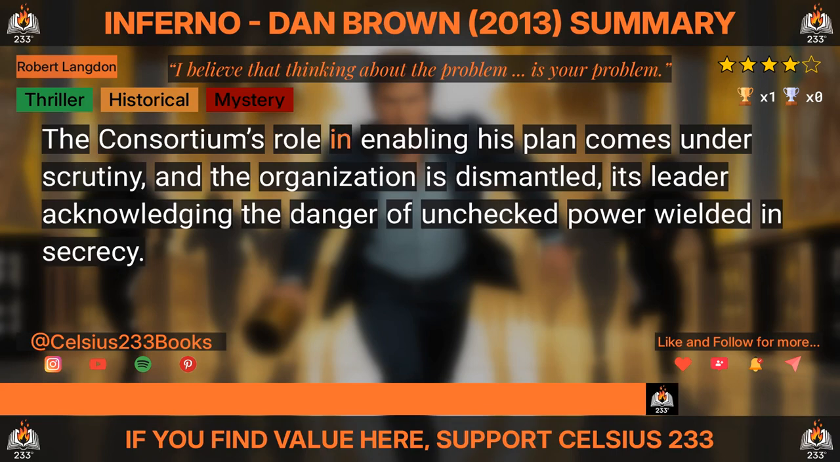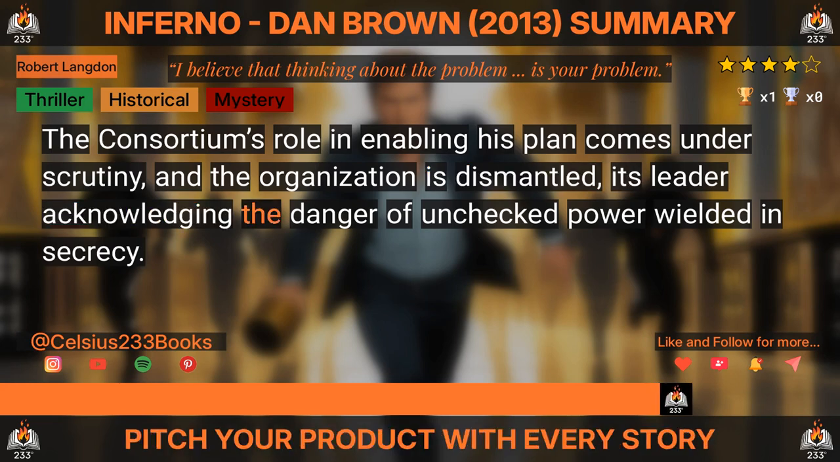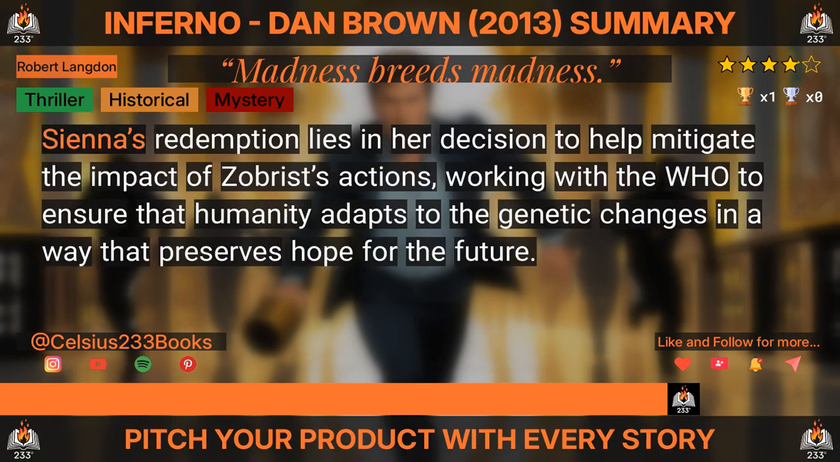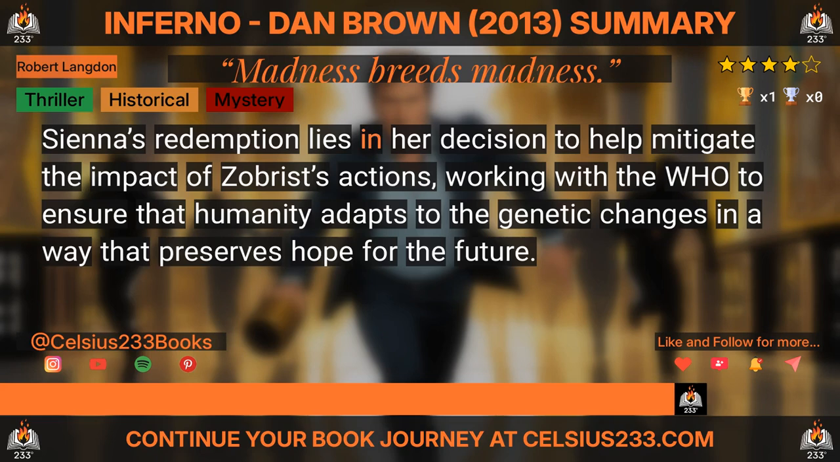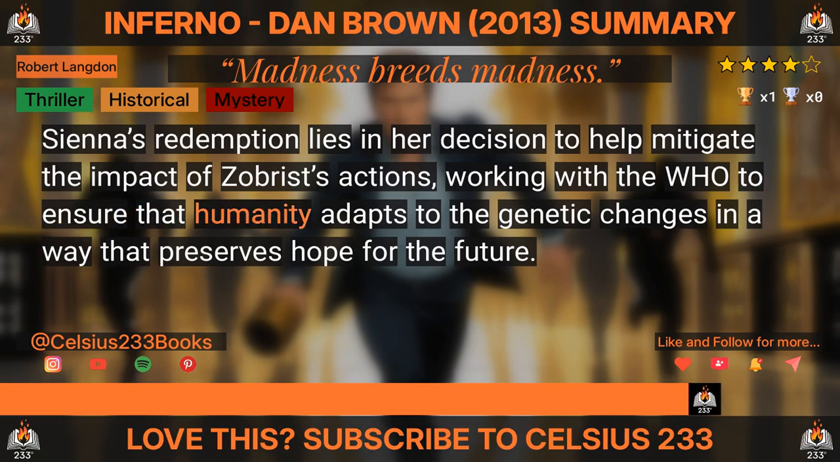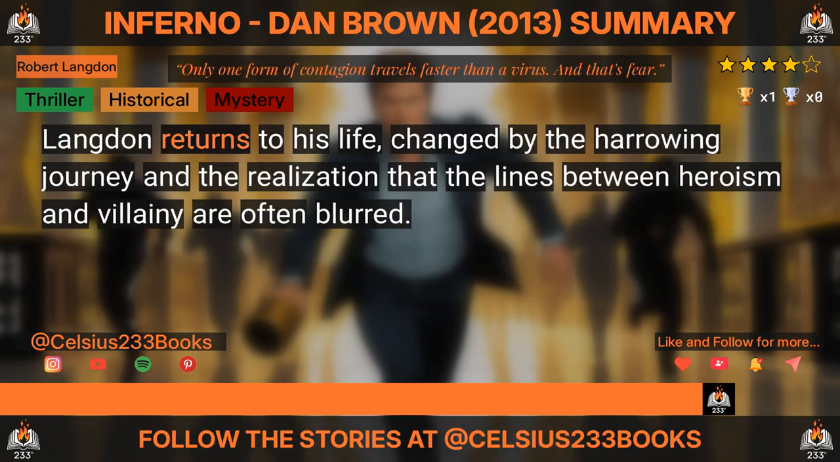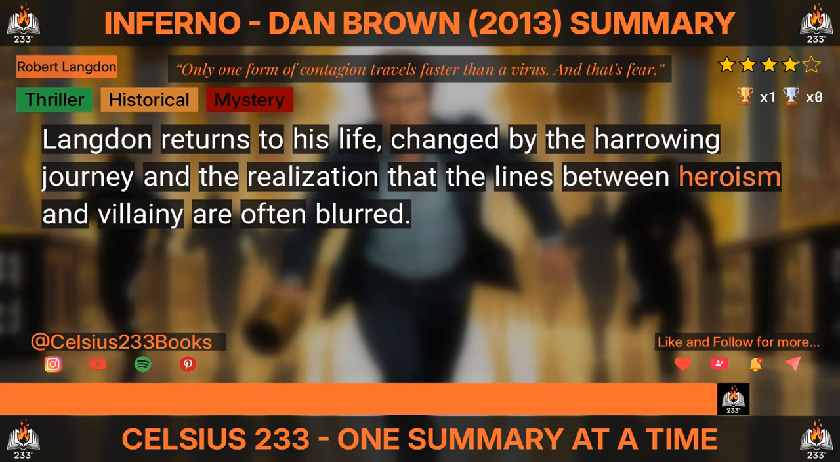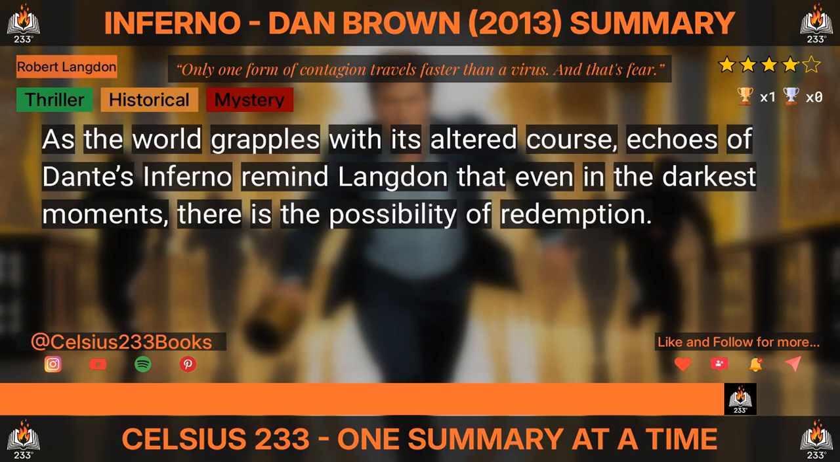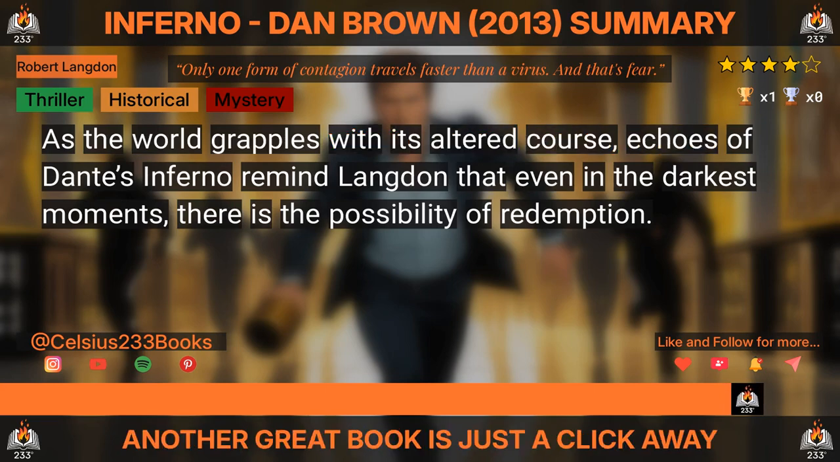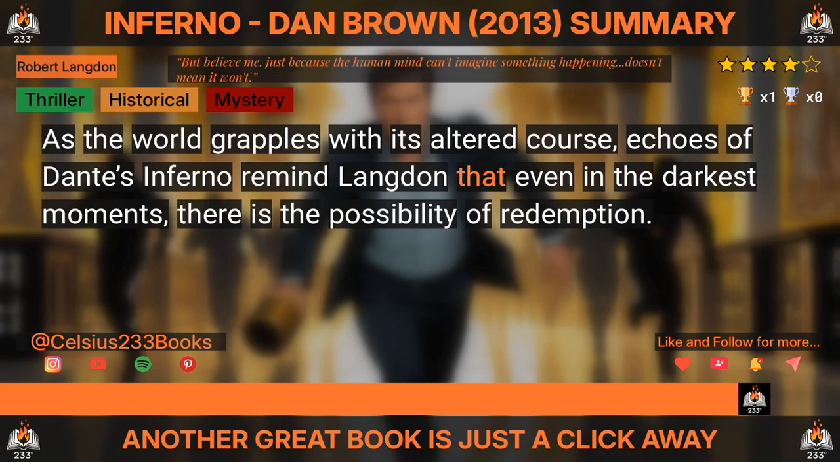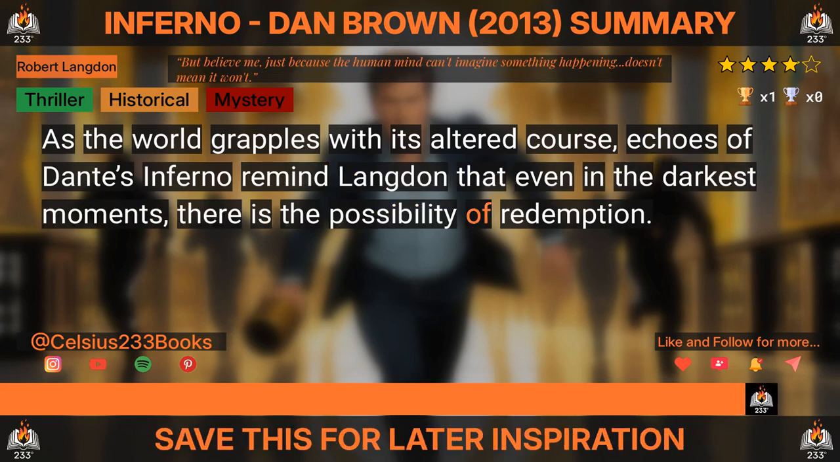The Consortium's role in enabling his plan comes under scrutiny, and the organization is dismantled, its leader acknowledging the danger of unchecked power wielded in secrecy. Sienna's redemption lies in her decision to help mitigate the impact of Zobrist's actions, working with the WHO to ensure that humanity adapts to the genetic changes in a way that preserves hope for the future. Langdon returns to his life, changed by the harrowing journey and the realization that the lines between heroism and villainy are often blurred. As the world grapples with its altered course, echoes of Dante's Inferno remind Langdon that even in the darkest moments, there is the possibility of redemption.